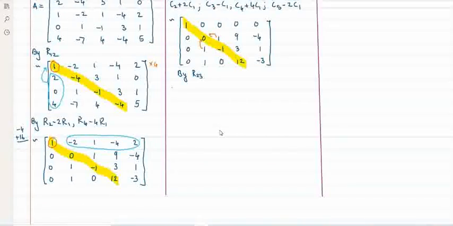Let us check. So the new equivalent matrix: first row no change, 1, 0, 0, 0, 0. Third becomes second, that is 0, 1, minus 1, 3, and 1. Second becomes third, 0, 0, 1, 9, and minus 4. So the last one remains the same, 0, 1, 0, 12, and minus 3.